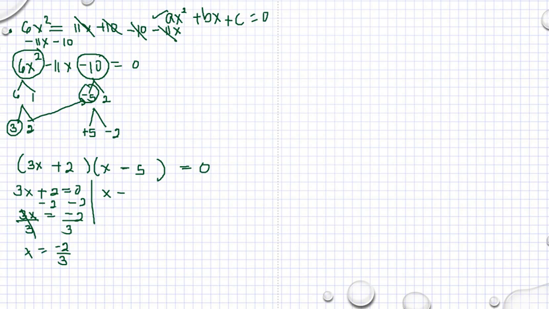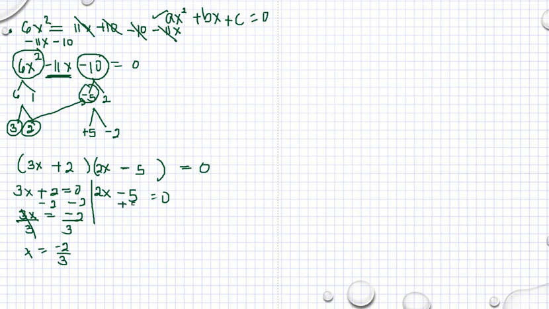Sorry, there's supposed to be a 2 there. 2x minus 5 is equal to 0. Because 2 times 2 is 4, negative 15 plus 4 is 11. It's very important that we get the middle term there.